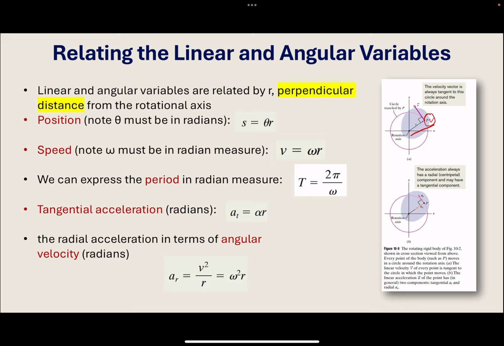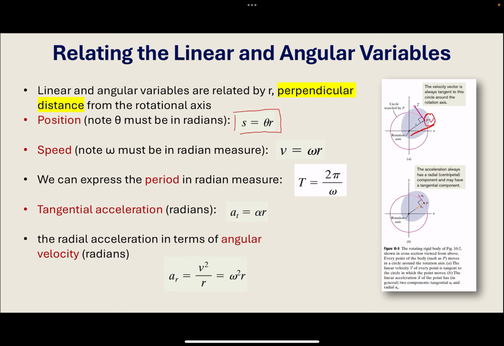The first one is position. The arc length traveled by the point is s equals theta r. The larger the angular displacement or the greater the radius, the larger the linear distance. For example, the outer edge of a car tire travels farther than a point near the hub.